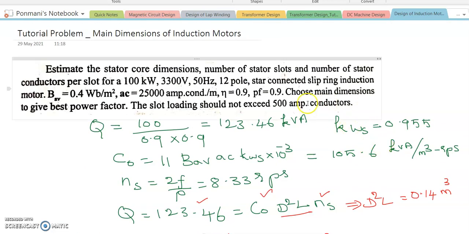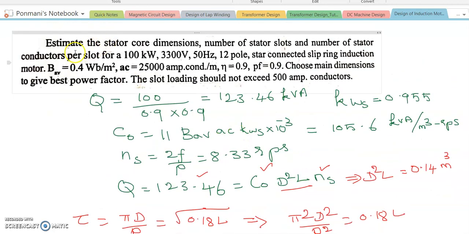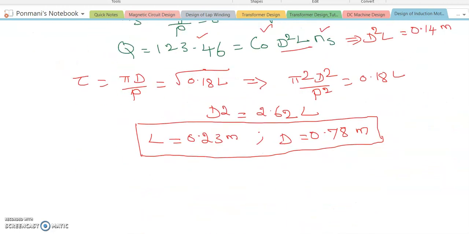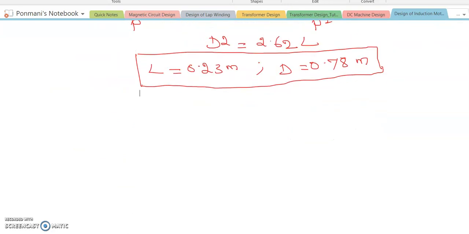So the first part we have completed, that is the main dimensions to give the best power factor. Then we need to calculate the number of stator slots, and the number of stator conductors per slot. So first we can calculate the total number of conductors and slots, because conductors per slot finally we have to calculate. So the total number of conductors can be found out from the EMF equation.